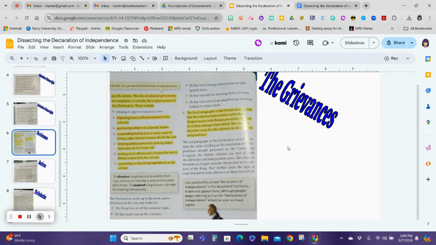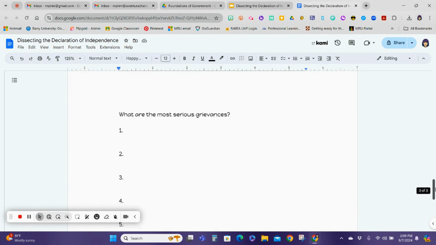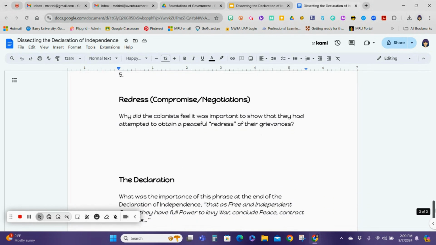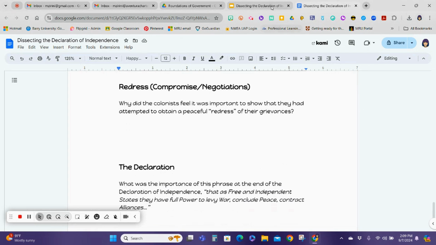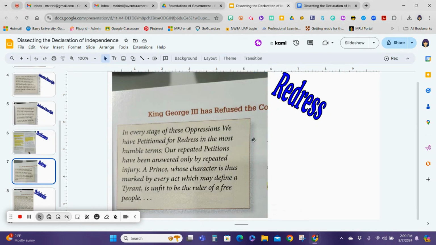But these are the list of grievances that should be listed on your sheet of paper to be able to identify what were some of those main ones and what were some of those serious grievances that the colonists were talking about. And that leads us to the final portion of the Declaration of Independence, which is known as the redress. We're getting to the last 2 parts. The redress, and redress pretty much means just to make remedy, to try and make better.